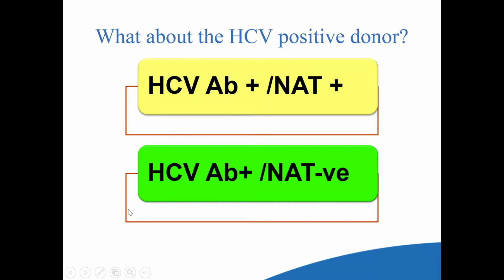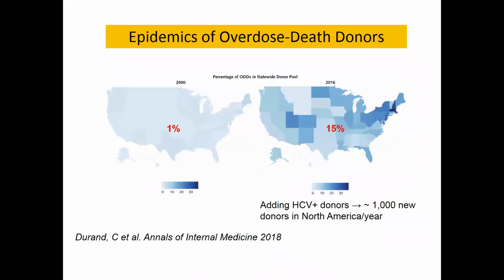Before that though, if we want to get an idea of how common these donors are, they're very, very common. We don't have great Canadian data, but this is US data. And this shows the percentage of OPOs in the US where the donor was due to an opioid overdose death. So in 2000, it was 1% of donors, but in 2016, it was 15% of donors.